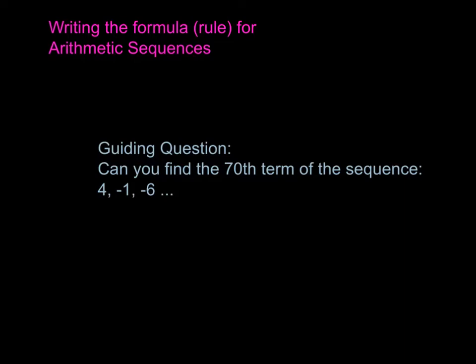Now one way to do that is you could go through and find out what the common difference is, and you can see that the sequence is going down by 5, making it arithmetic because it goes down by 5 every time. And you could do that till you had 70 terms. That's going to take forever. So what we're going to discuss today is how can we find out the 70th term without doing a whole lot of work.